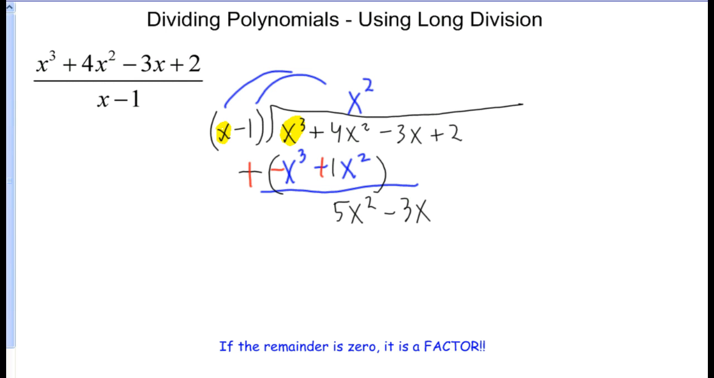And then we're looking at this term and this term. We're saying x goes into 5x squared how many times? And so you'd say plus 5x. Now notice I'm in the x column here, so that's where my quotient goes in that case. Go ahead and multiply that by the terms here. You get 5x squared. Negative 1 times 5x is minus 5x.